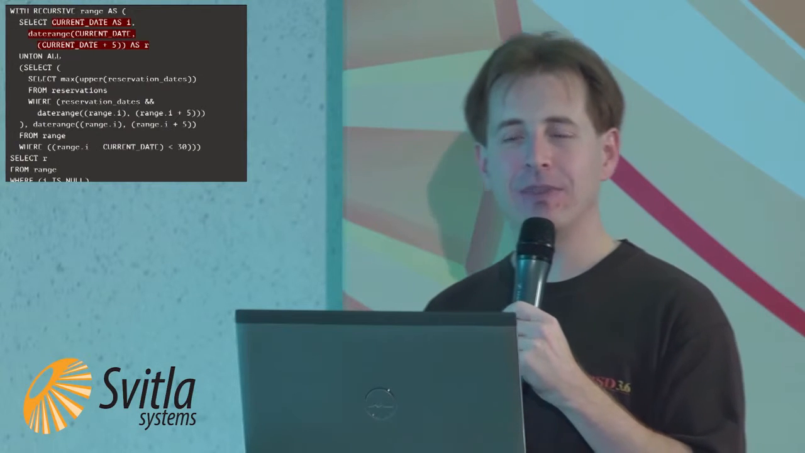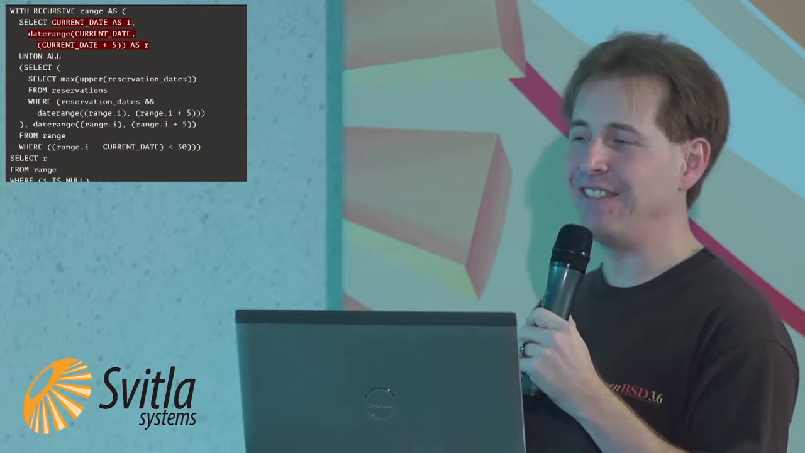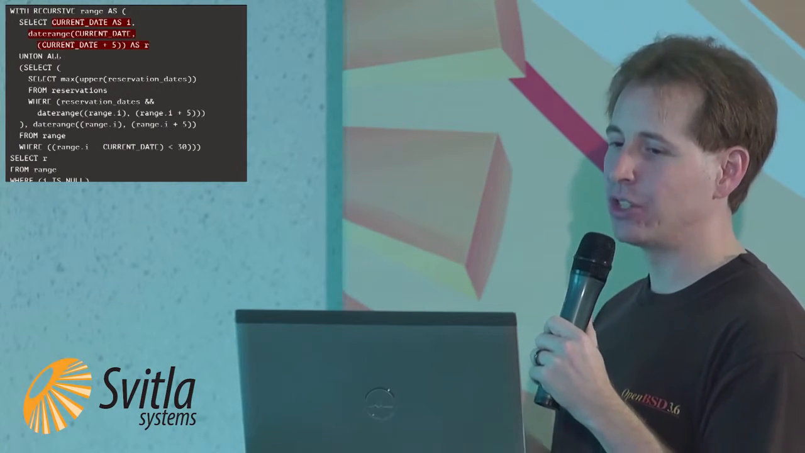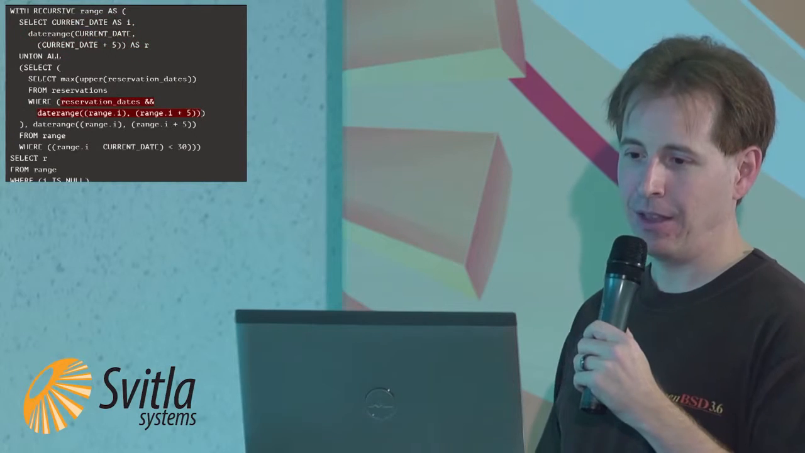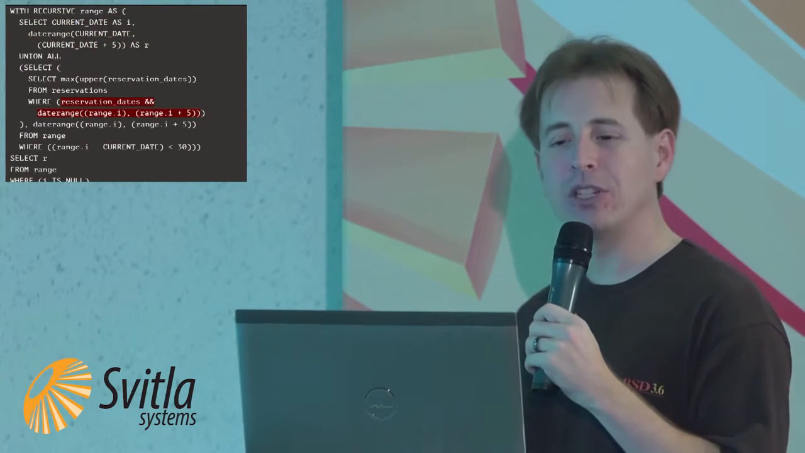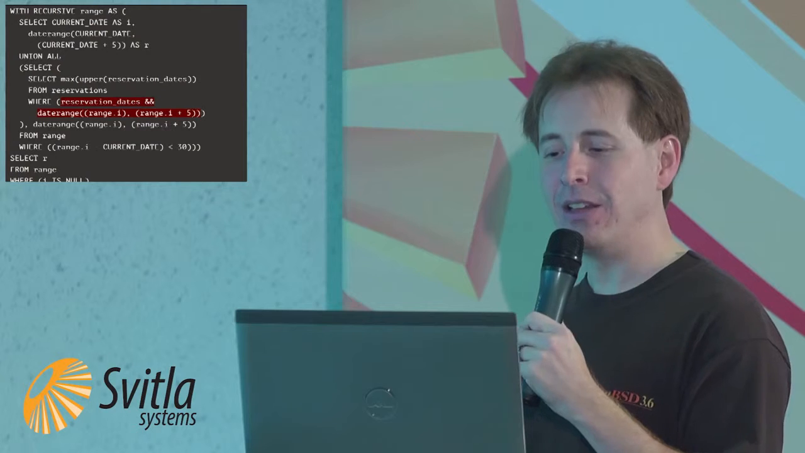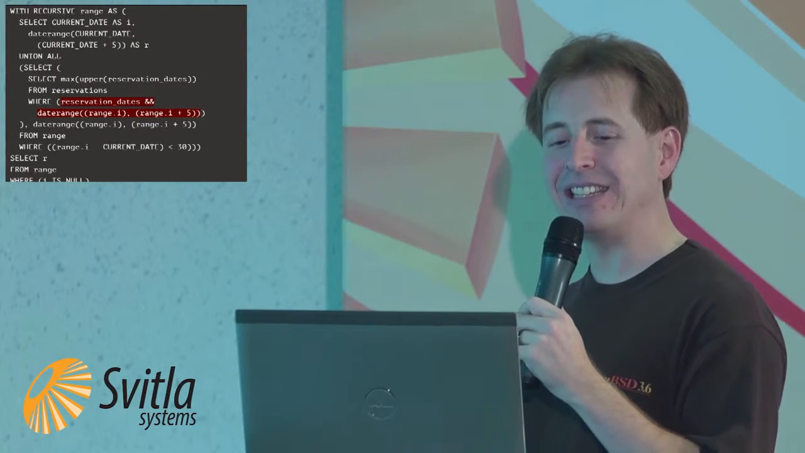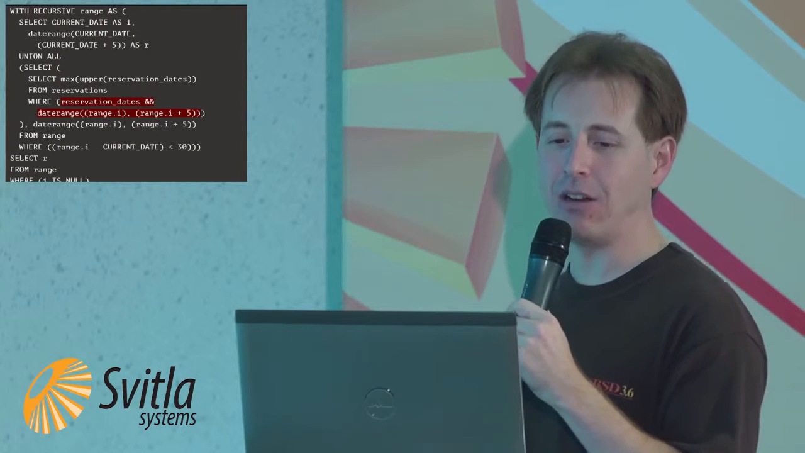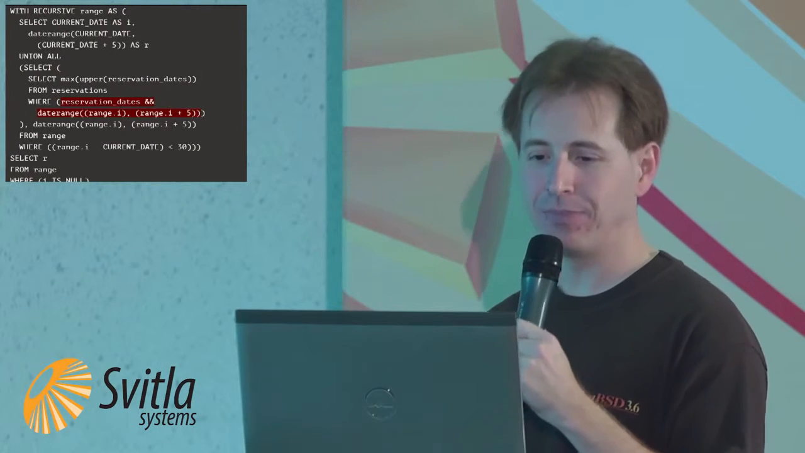The second value is the starting range of dates that we are looking in, which for this example is the 5-day date range starting with the current date. To test for overlap, in the recursive case, we create a 5-day date range using the starting date returned by the previous iteration. And to test for overlap, we use a subquery on the reservations table, comparing the date range we created in this iteration to the existing date ranges in the reservation dates column.